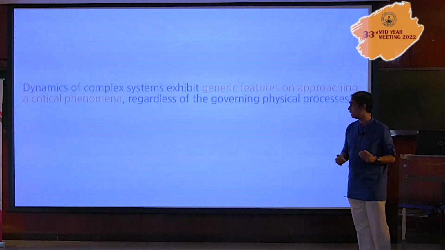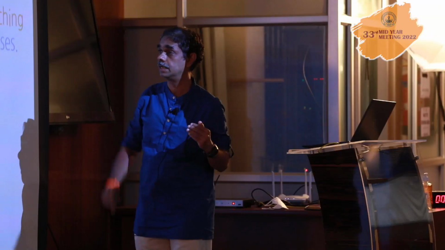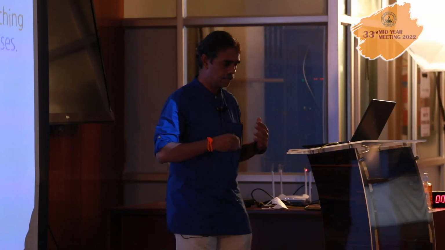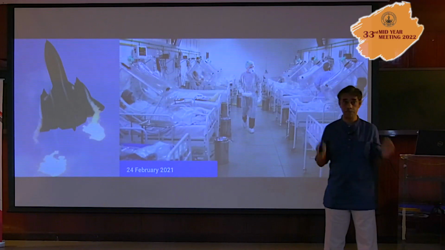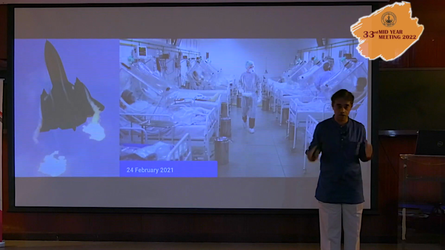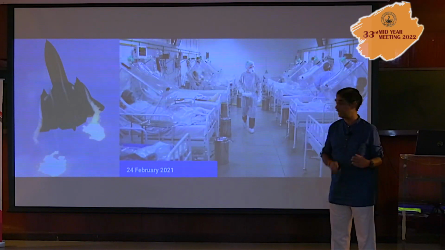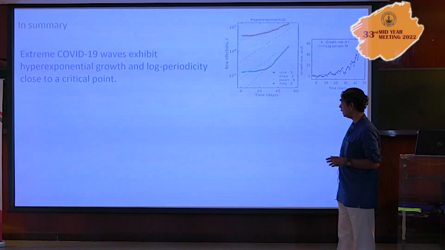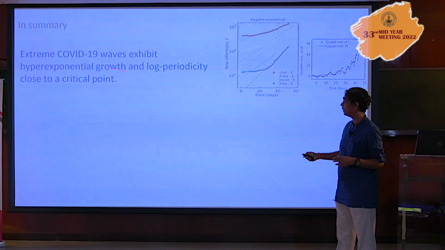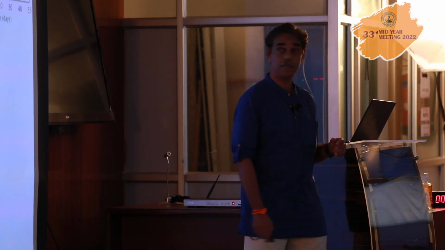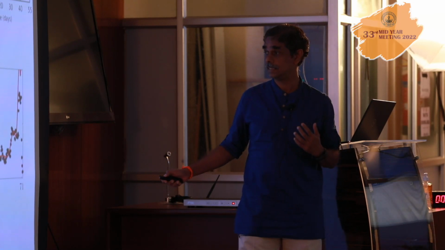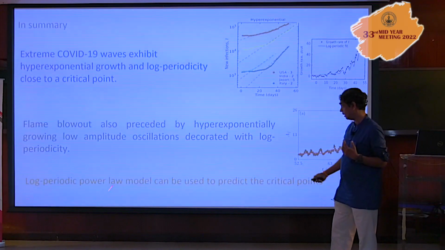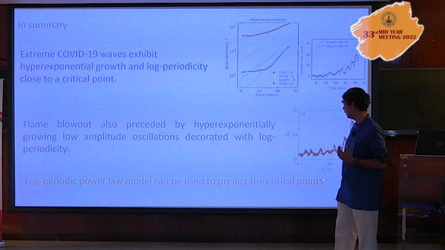The dynamics of complex systems exhibit generic features on approaching a critical phenomenon regardless of the governing physical phenomena, because there is nothing common between many of these things, but there are common features. So although flame blowout in a jet engine is a completely engineering system, and corona is a biological system attacking another biological system, we see very similar features. In summary, we saw extreme COVID-19 waves exhibit hyper exponential growth and log periodicity close to a critical point, and flame blowout is also preceded by hyper exponentially growing low amplitude oscillations decorated with log periodic oscillations, and a log periodic power law model can be used to predict the critical points.